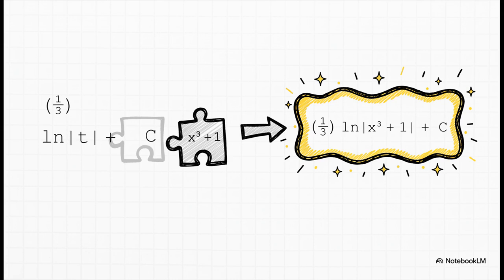And the very last step is to swap t back out for our original x cubed plus 1. And there it is, our final answer. We took a nasty-looking fraction and solved it in just a few clean logical steps. That's the power of substitution.